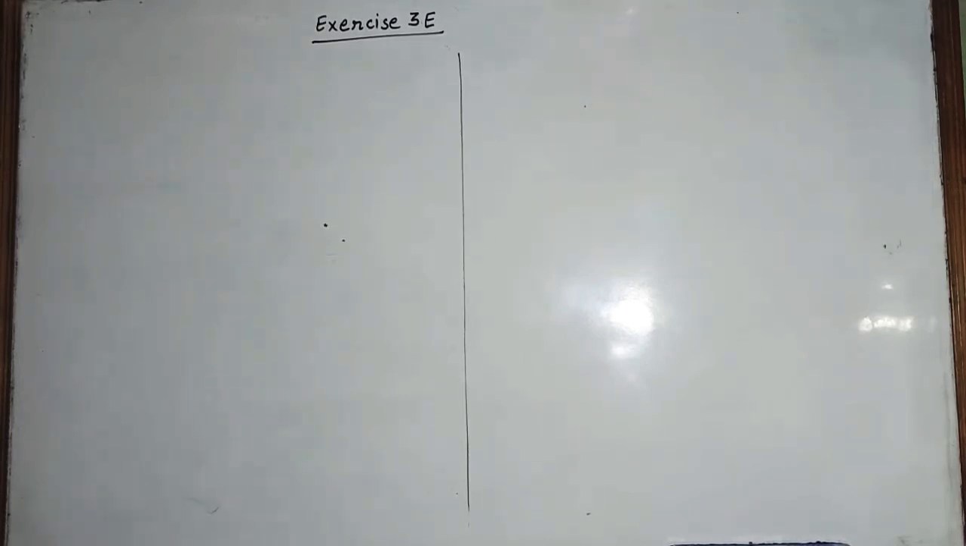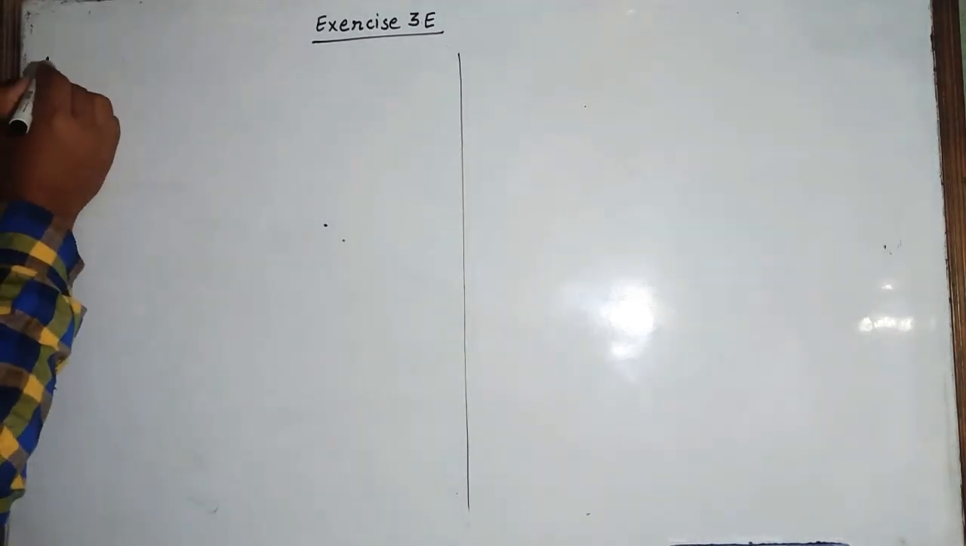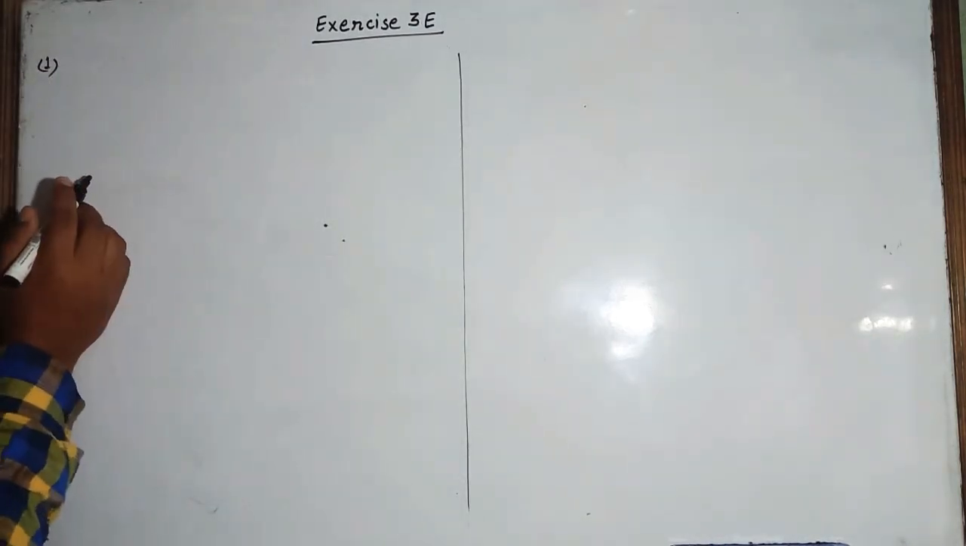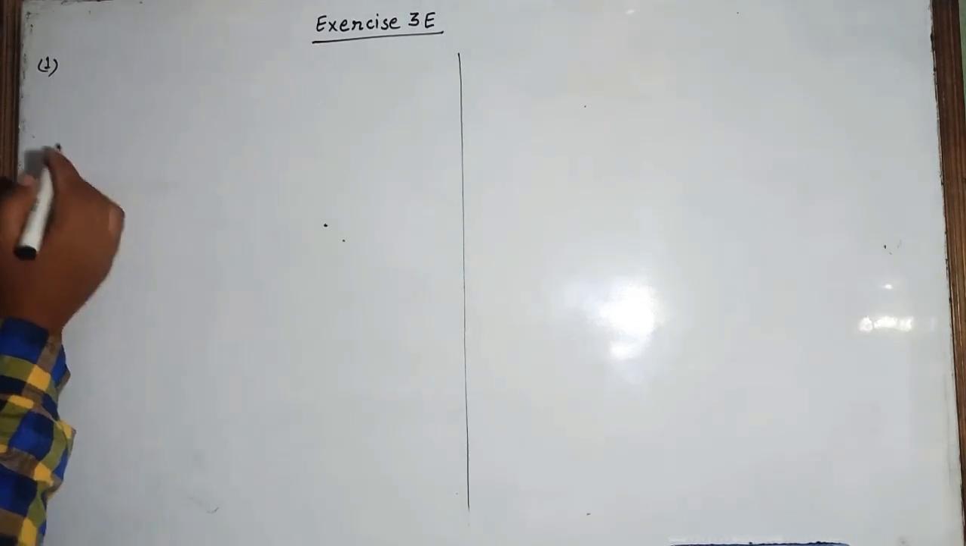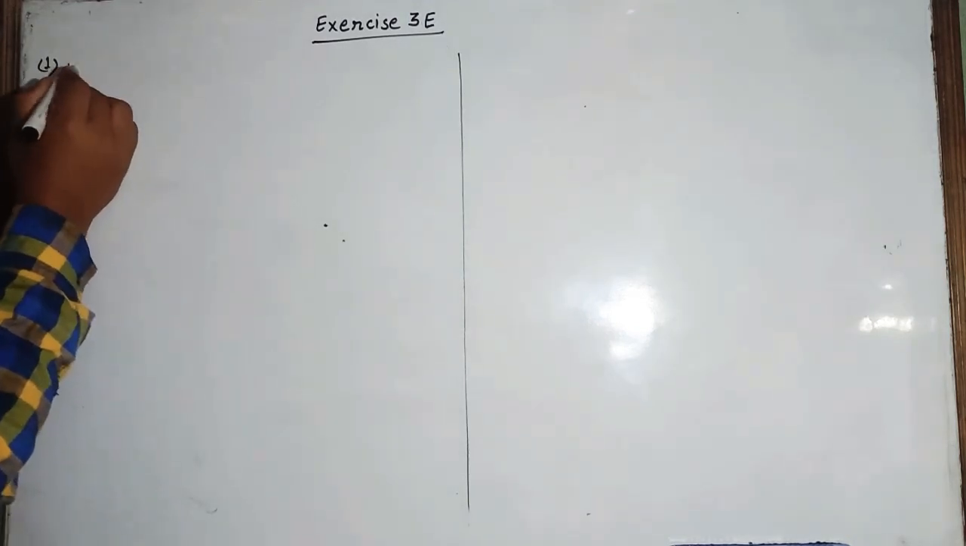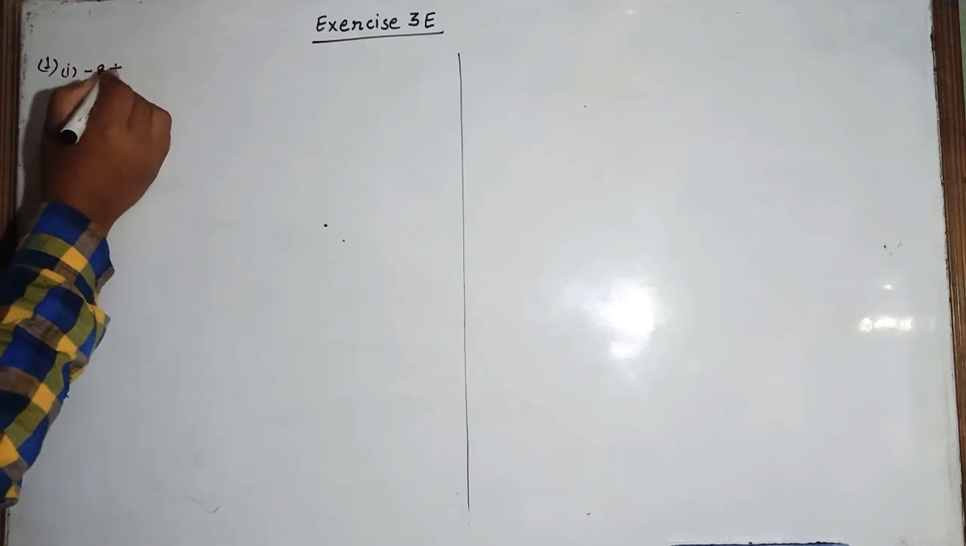Hello everyone. In this video we are going to start exercise 3 of our third chapter, negative numbers and integers. So question number one is: find the quotient. Part one is -8 divided by 4.